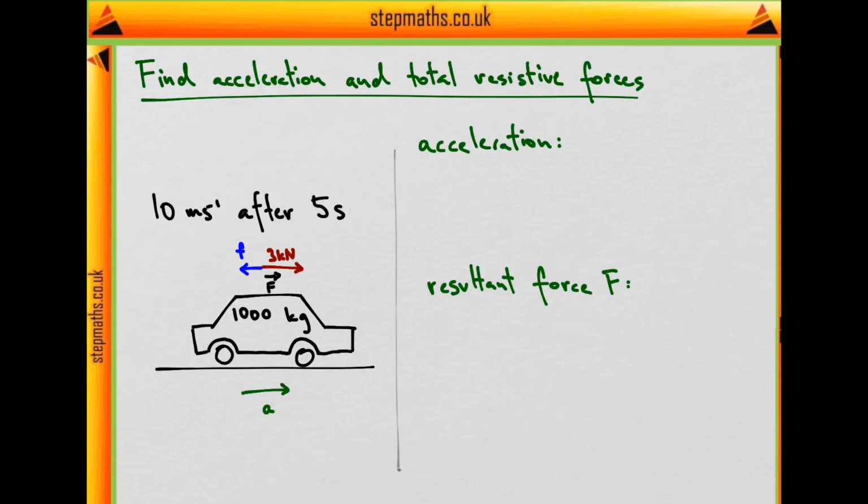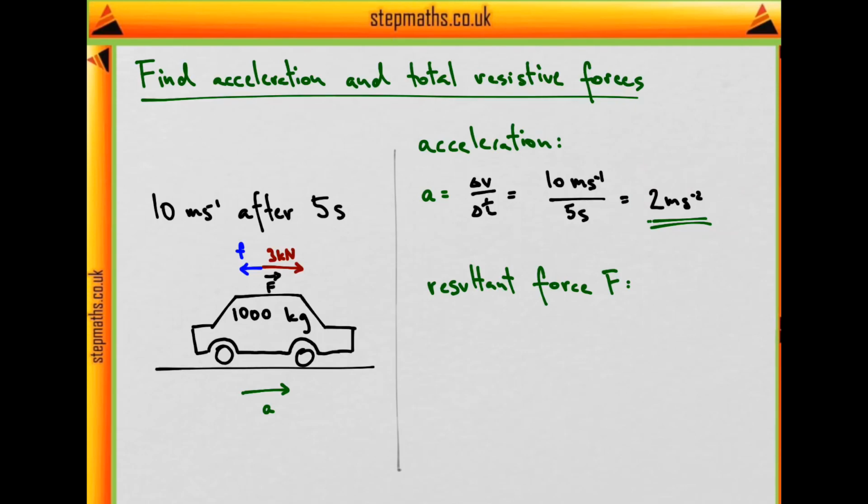So first of all, for the acceleration, we are going to use the most basic definition of acceleration as the change of speed per unit time, because we know that it reaches 10 meters per second from rest after 5 seconds. So 10 divided by 5 is 2 meters per second per second. That's the first part done.